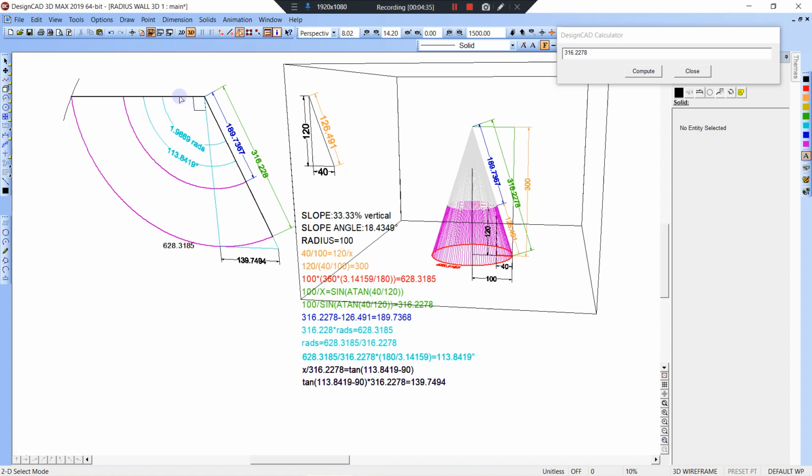You could lay it out in 100 different ways, but that's really not the scope of this video. So you could do the tangent of 113 minus 90, and then lay out that triangle, and I did that there. X divided by 316, so this unknown divided by 316 here, is equal to the tangent of 113 minus 90. And then you do the math and you get the 139.